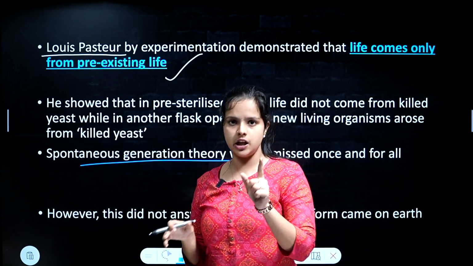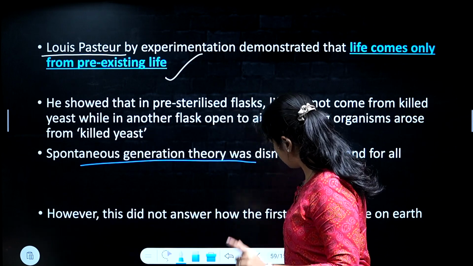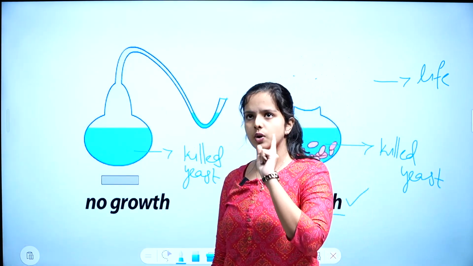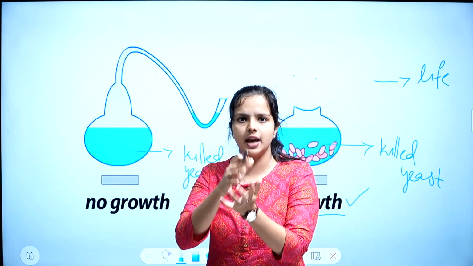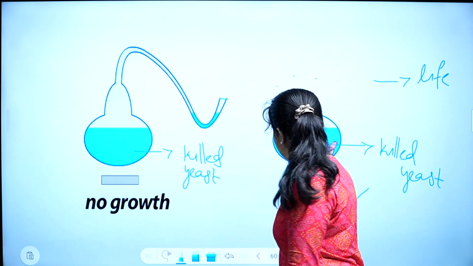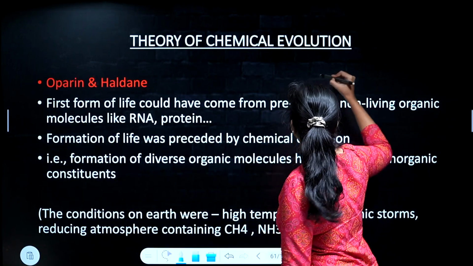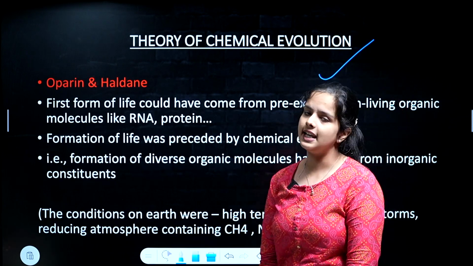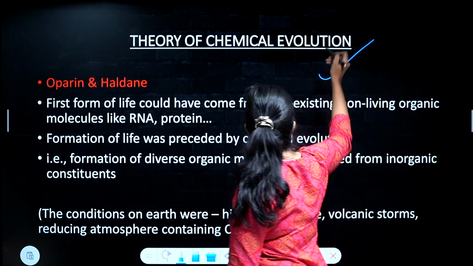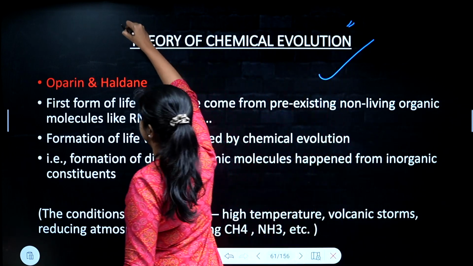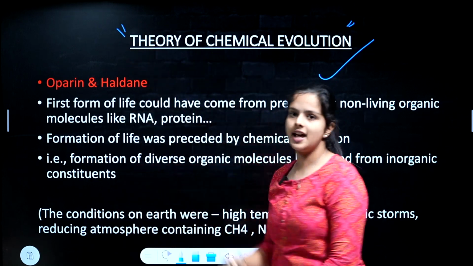So that was the only thing that he could prove. But the question still remained: the question of where actually life came from. Who answered that question? That question was answered by a very important theory of chemical evolution. A very, very important theory as far as evolution is concerned. Okay, the theory of chemical evolution.